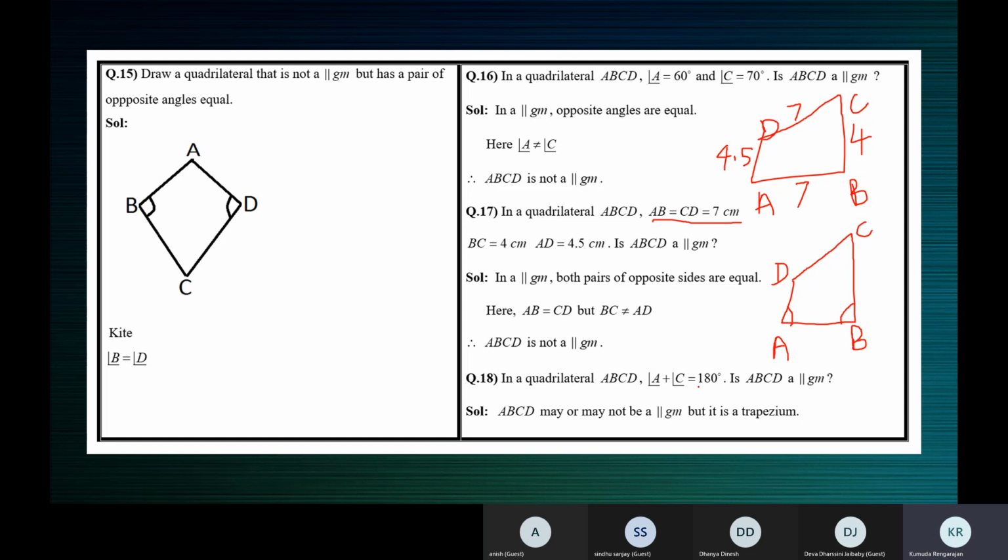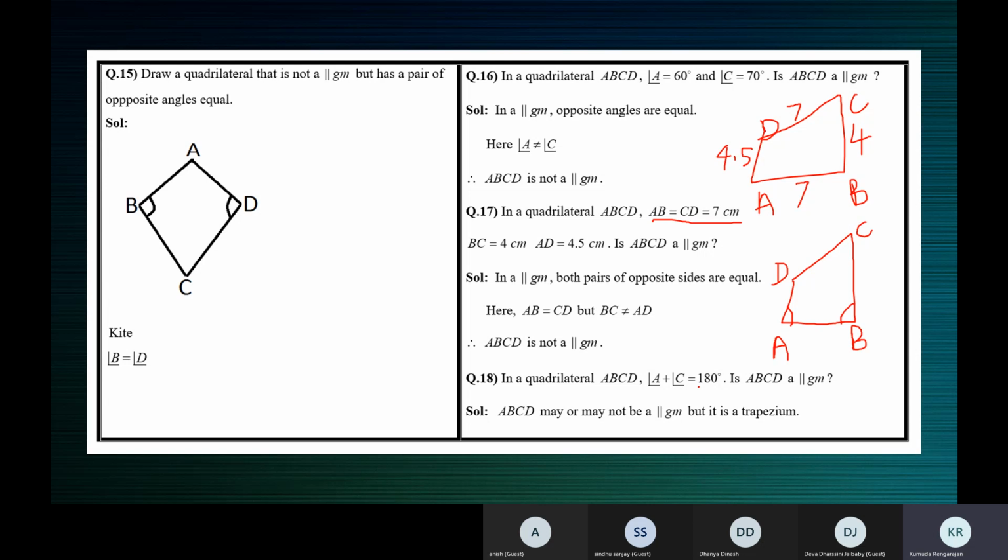If the question is A plus C itself, let me tell you both, since I have answered for A plus B. When A plus C is 180, you can't say, because there is no property like this. Opposite angles are supplementary is not a property. Opposite angles are equal, we know. So using this information, you cannot conclude it's a parallelogram.